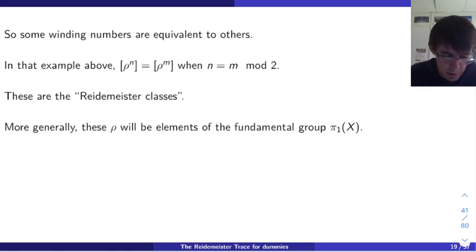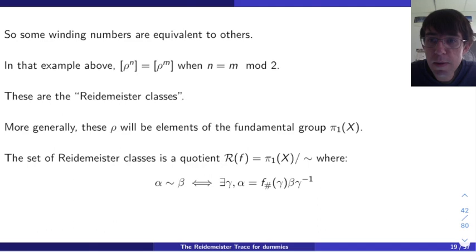And so, more generally, these rows will be elements of a group, the fundamental group, which is the group of all loops in a space that can go around all the different holes in all the different ways. All right, and I said judging when classes are equivalent is very predictable, and if you work out all the details, it's this equivalence relation. Two classes are equivalent if and only if there exists some other class gamma such that alpha equals f sharp of gamma times beta times gamma inverse, where this f sharp is the induced homomorphism on the fundamental group.